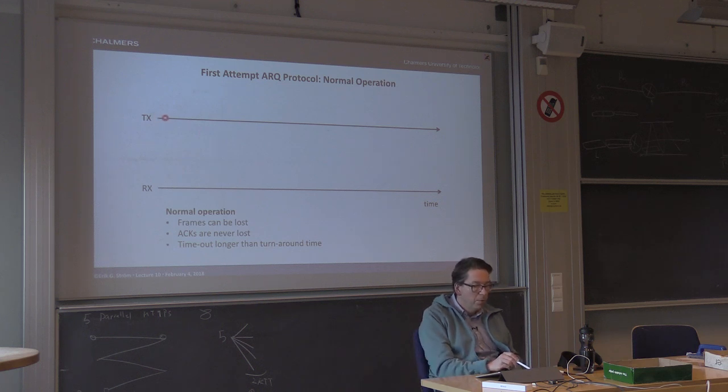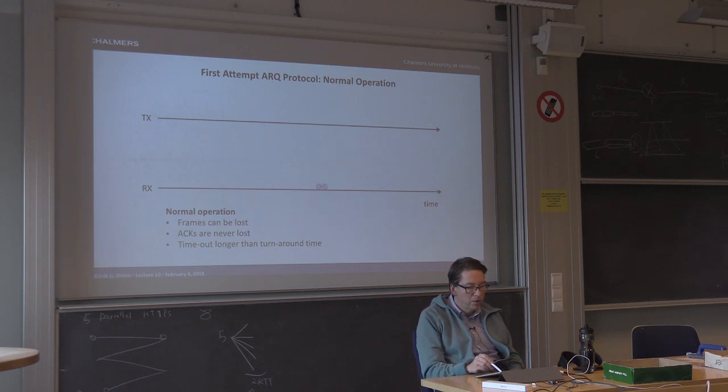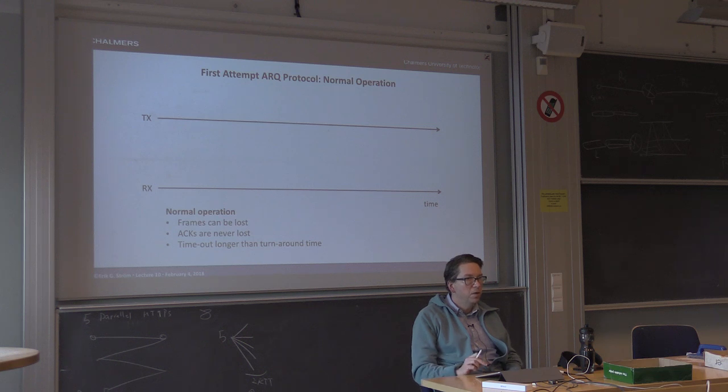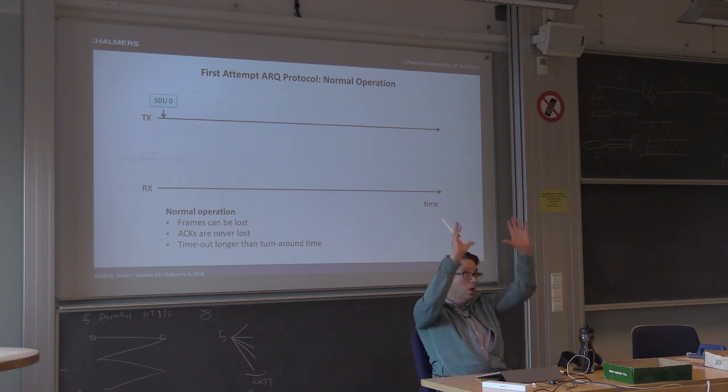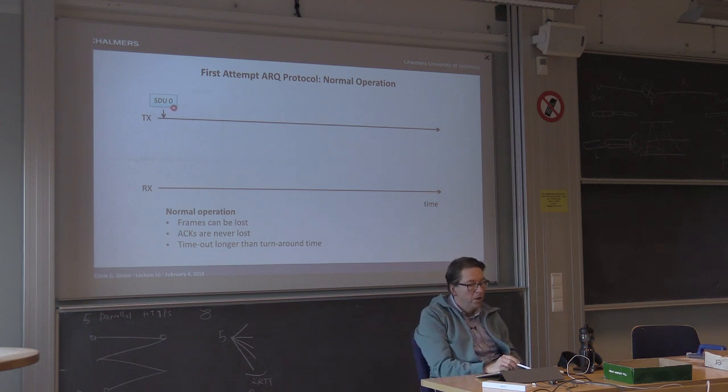So here we have two timelines, one for the transmitter and one for the receiver. Let's see how this exchange of protocol data units takes place in a time diagram here. The first thing is that the transmitter protocol entity receives a service data unit from above. It happens to be number 0. Then the transmitter transmits this service data unit encapsulated into a frame.